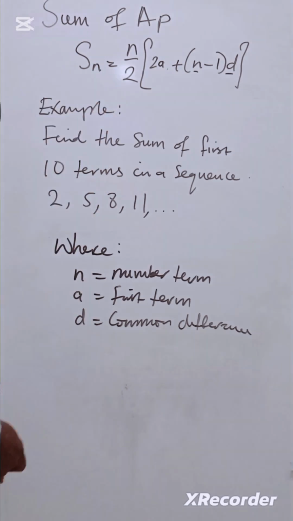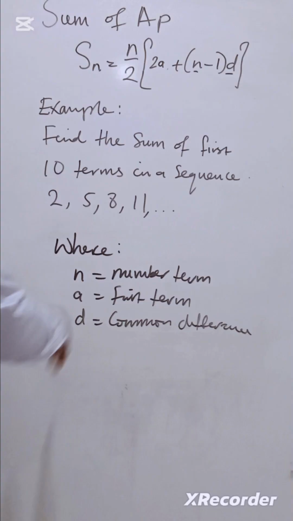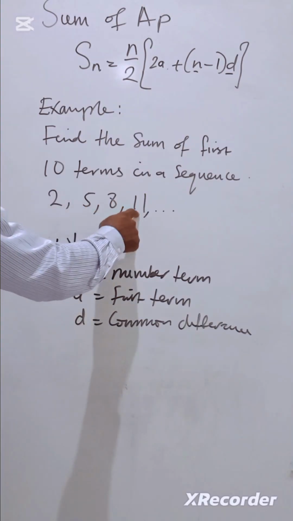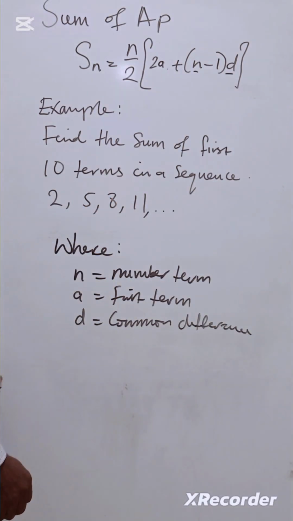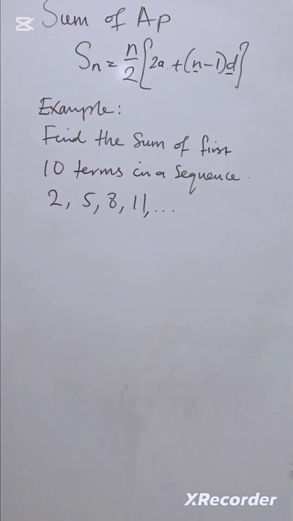Look at this example on the board. We're asked to look for the sum of the first 10 terms in a sequence. And the sequence is made up of 2, 5, 8, 11. And we have to look for the sum of the first 10 terms. So how do we go about that? The first thing we do, we look at the values that are provided.